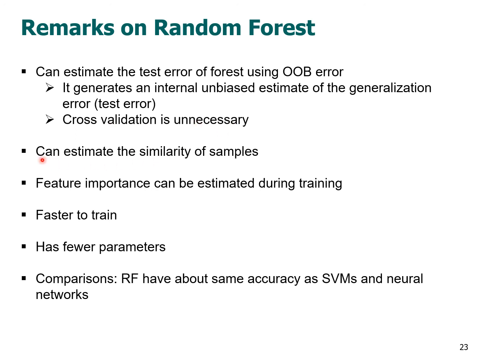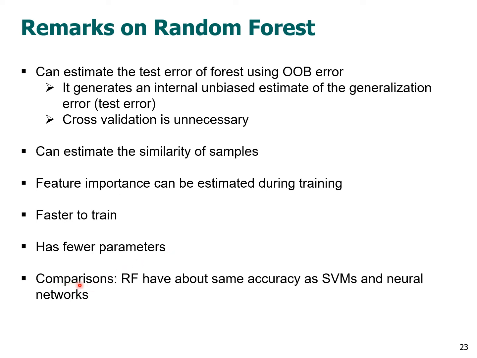And as we have seen in proximity plots, we can estimate the similarity of samples. And also feature importance can be computed during training. We have seen this in variable importance. And actually, this random forest is quite fast to train. It generates multiple decision trees, but it doesn't do a pruning process. Because of that, random forest is quite fast to train. And the random forest has just a few parameters, such as the number of decision trees and the number of attributes you choose when generating decision trees.